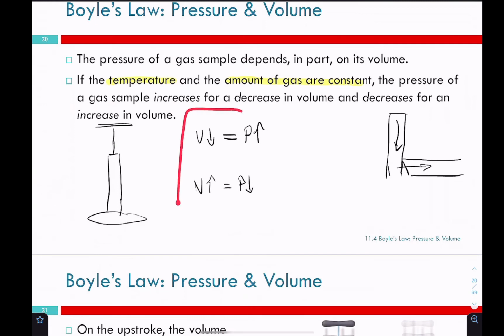So this is an inverse relationship. So as one goes up, the other one goes down. So pressure and volume have an inverse relationship.